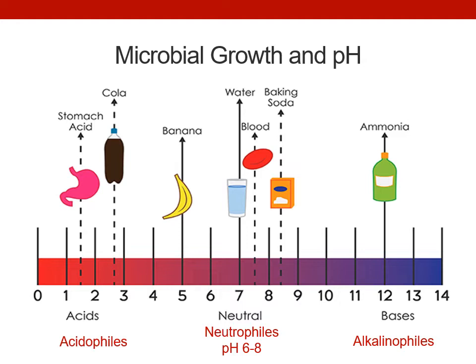Organisms that require an acidic environment are considered acidophiles. Alkalinophiles require basic or alkaline pH, and neutrophiles prefer a near neutral pH, somewhere between 6 and 8.